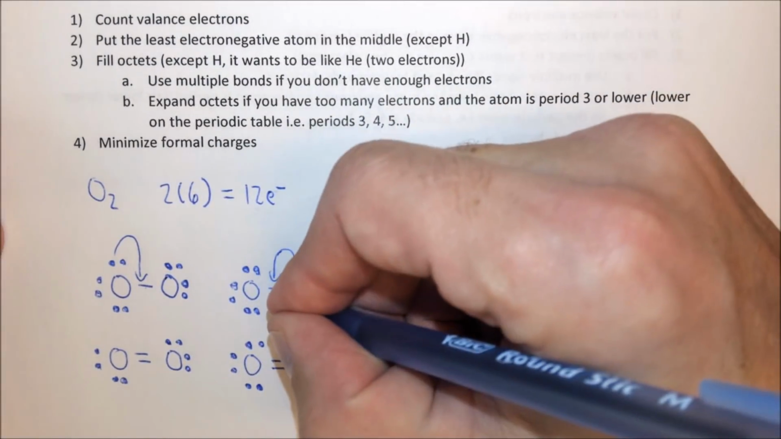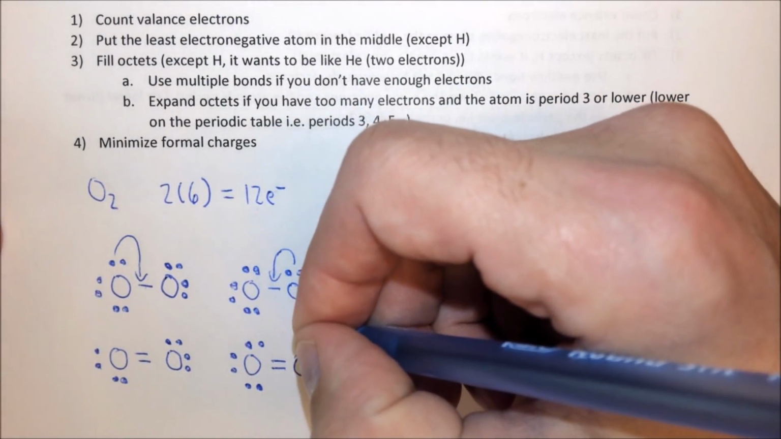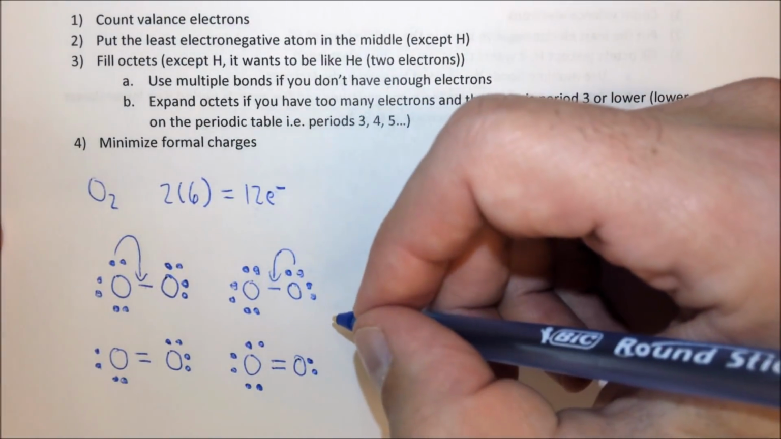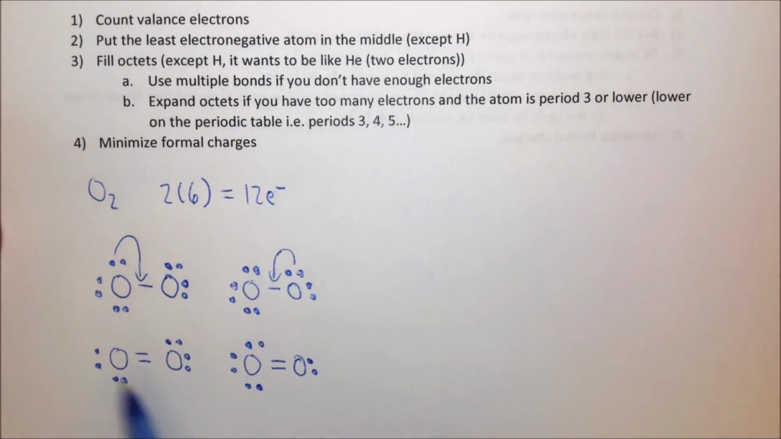Note that I can't just simply add two electrons. That is just making electrons appear. This is not magic. We can't do that. So we had these two choices for making the multiple bonds. Which is better and why?